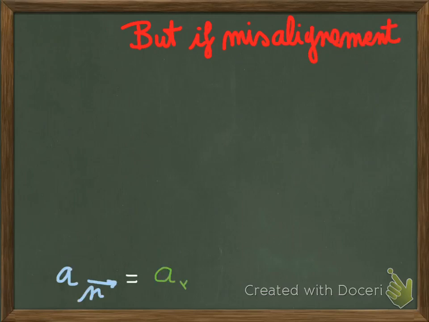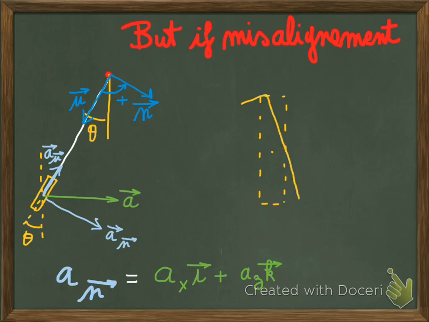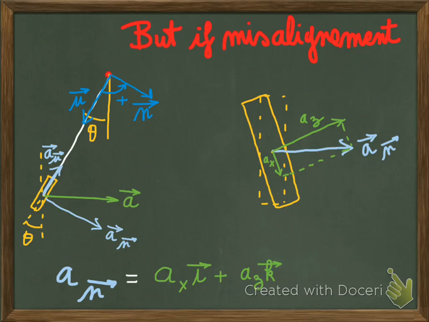But there is always a misalignment, and then in that case the component of the acceleration vector along n is the addition of the component along x and z, and this is what we have here. We should take that into account.